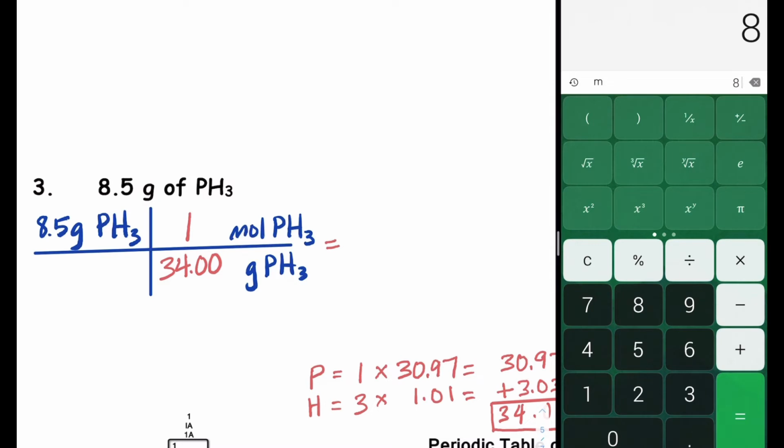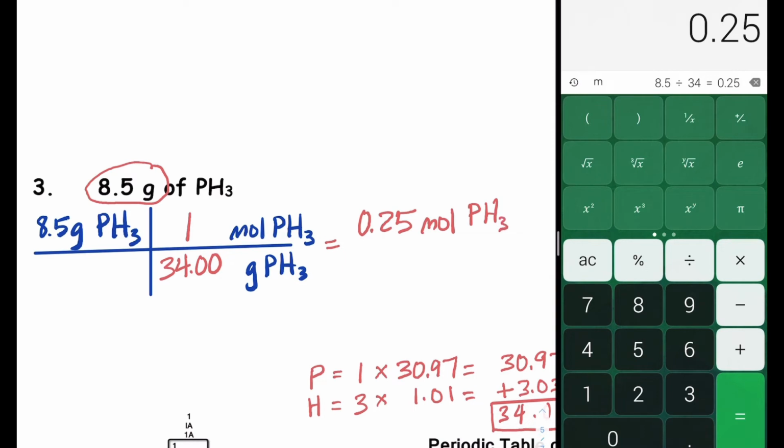8.5 times 1 is 8.5, so we're just going to divide 8.5 by 34. Our given value has 2 significant digits, so our recorded answer will also have 2 significant digits. 0.25 moles of PH3 is our final answer. Remember, the grams of PH3 cancel.